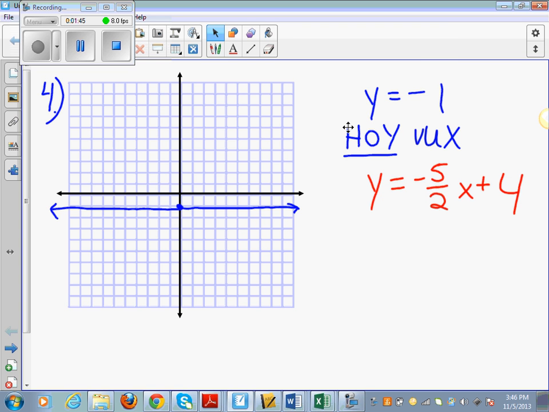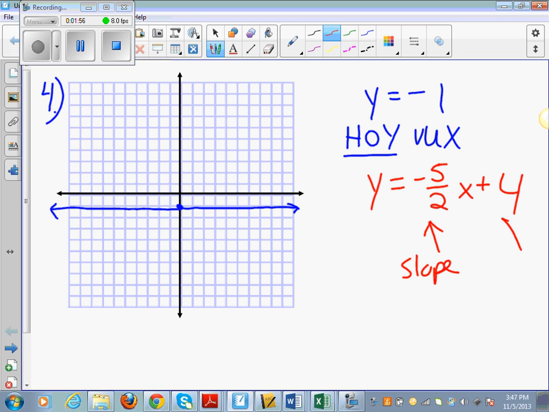Our second line looks a little bit more normal, and it's already in slope-intercept form, which tells us that this is our slope, and this is our intercept, or y-intercept. So we start with our y-intercept, which is +4. We go up 4 on the y-axis and make a point there at our y-intercept.